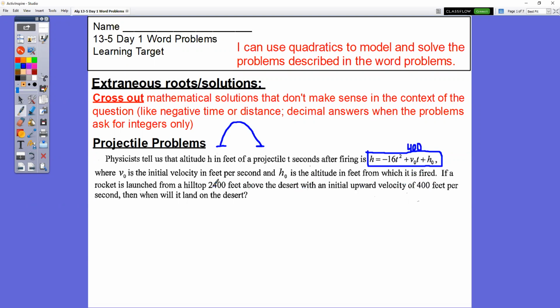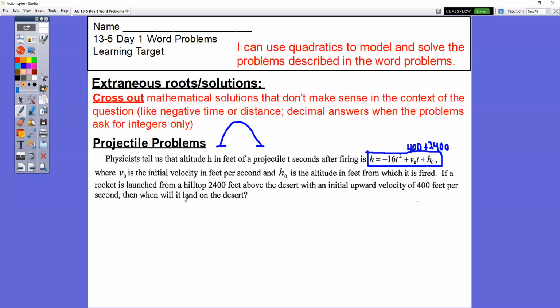And your 2,400 is when it's launched, if a rocket is launched from a hilltop 2,400 feet. So it's basically being launched off the side of a cliff, all right? So this is going to be your plus 2,400. This is a super important thing. Make sure you're listening right now. This is a super important thing because this is going to change from question to question.